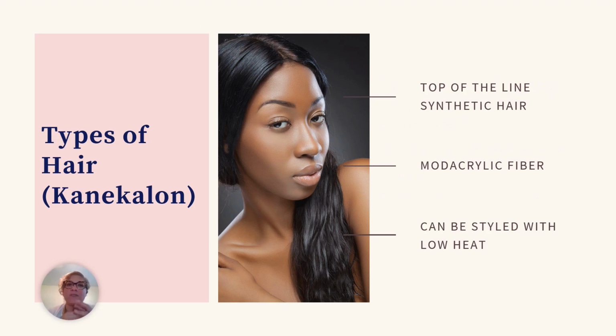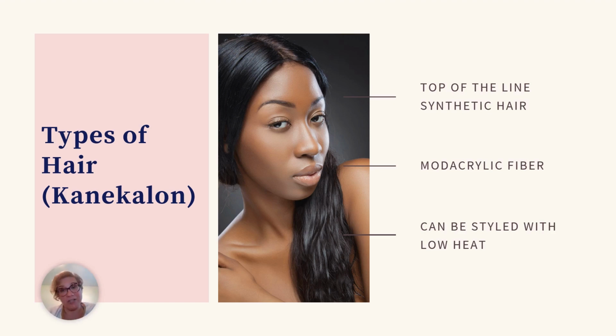All right, so let's start with types of hair. And we start with one of the most common synthetic types, which is kanekalon. That will be on your state board, guaranteed. Okay, going to be on your state board. So kanekalon is a synthetic hair. It's a high quality synthetic hair that you see. When you see synthetic extensions, it's not real human hair. Typically, it's going to be kanekalon.